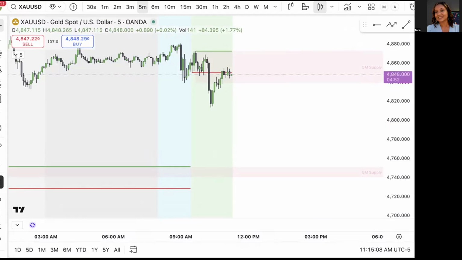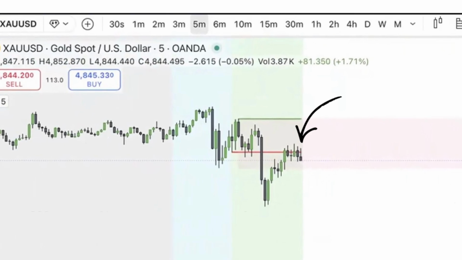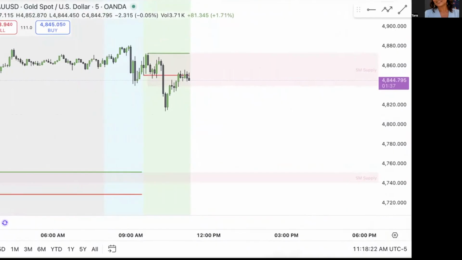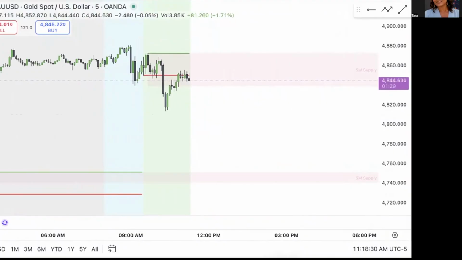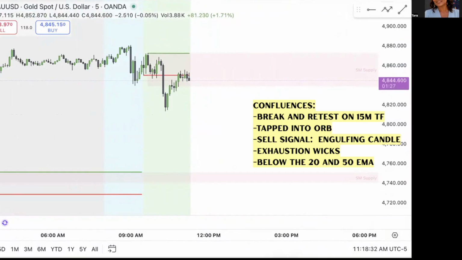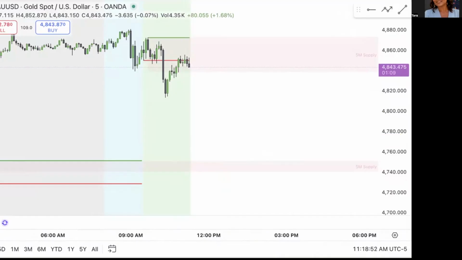Okay, so we got our engulfing candle, and we can see that this next candle is heading to the downside and it has a wick above it. And so that, along with our other confluences, for instance, we know that this is part of a 15-minute break and retest, and we also know that we're below the 20 and the 50 EMAs. That, along with the wick, the tap into the zone, the tap into the ORB, all those things are great confluences to let us know that price could be continuing to the downside. And so we can go ahead and enter this trade.